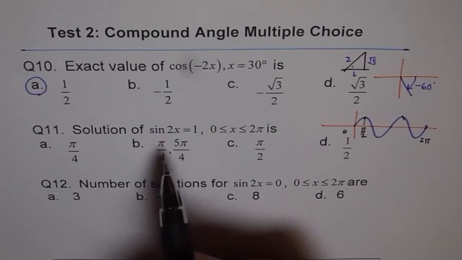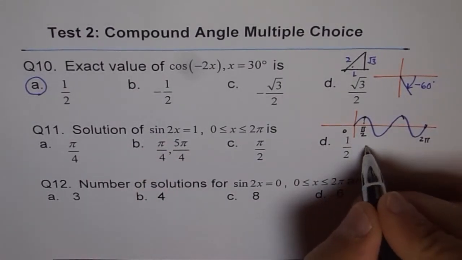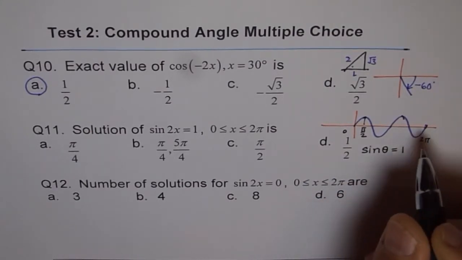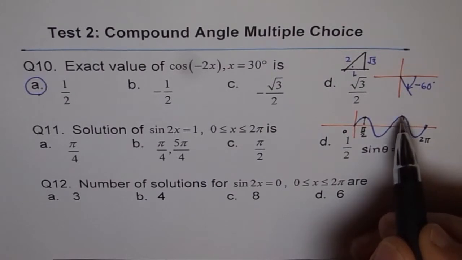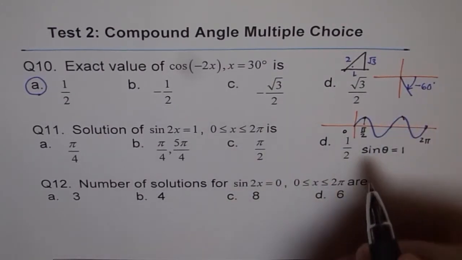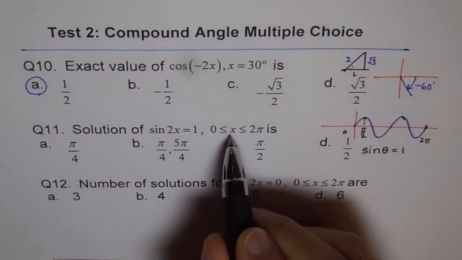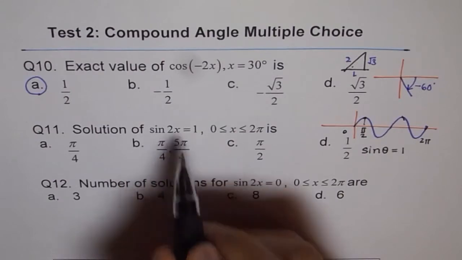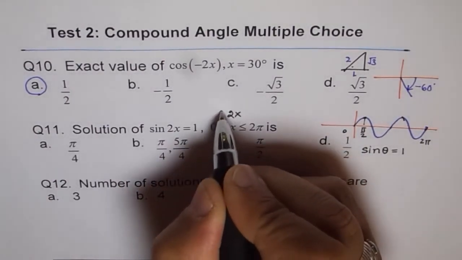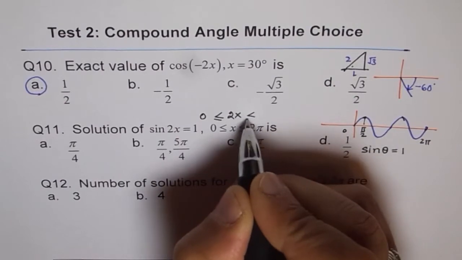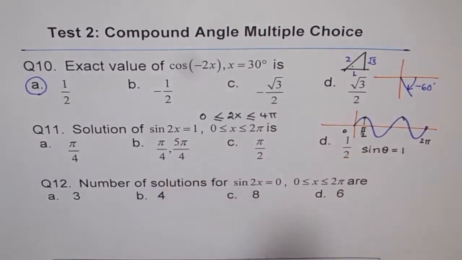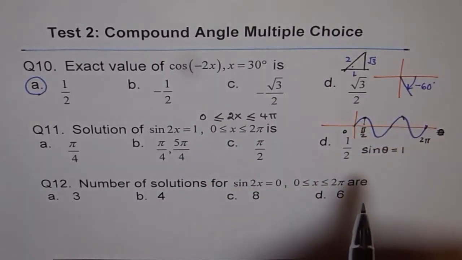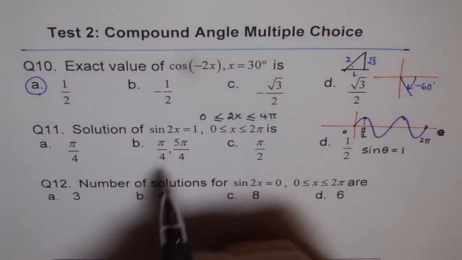To solve this, we should think like this. We have sine theta equals 1, in 2 waves, not just one. So what really happens is, this x domain changes. This x is for 0 to 2 pi, but we have 2x here. Therefore, the domain for us is 2x, and it goes from 0 to 4 pi. We have 2 waves, not just one, and therefore we have 2 different solutions.